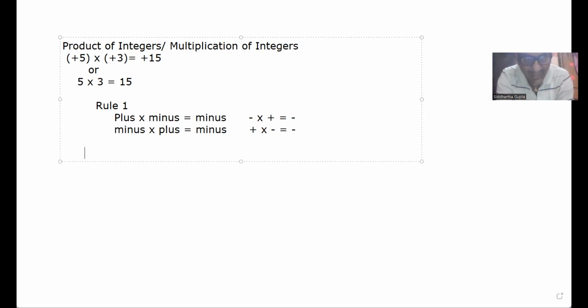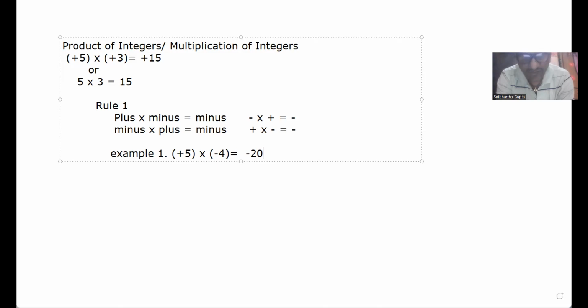I'll just give you a very simple example. That is example number 1. Suppose the number is plus 5 multiplied by minus 4. Once I multiply 5 into 4, the multiplication part is similar: 5 into 4 is 20. There is no problem in this. But the catch is there are two symbols, plus 5 and minus 4. When the two symbols are different, we have to put the minus sign.